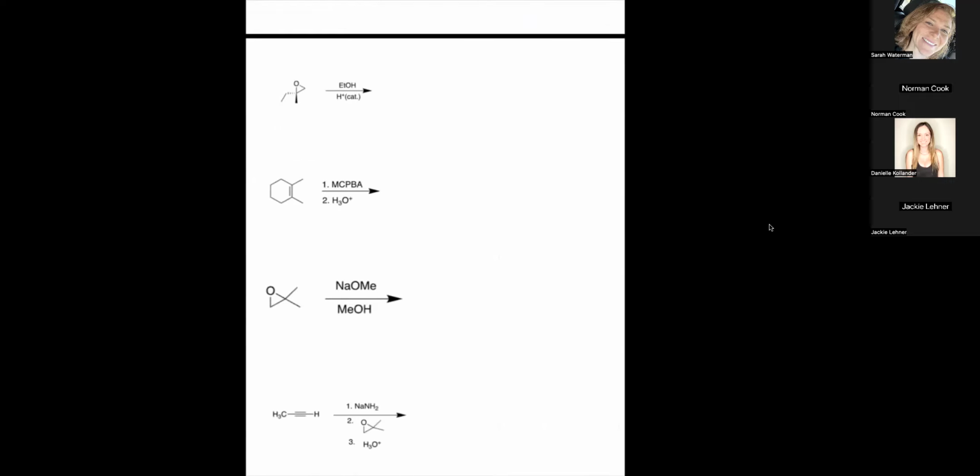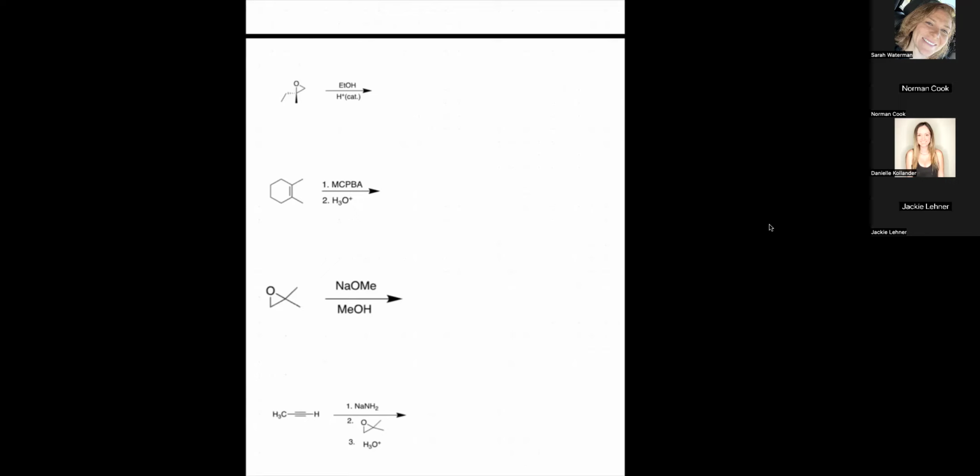All right. So then this one. Do you guys remember, when you see epoxides and you're doing reactions, what you want to look for to figure out what's going on, especially for your synthesis problems? Do you remember? Acidic versus basic conditions? Oh yeah, you guys remember that?